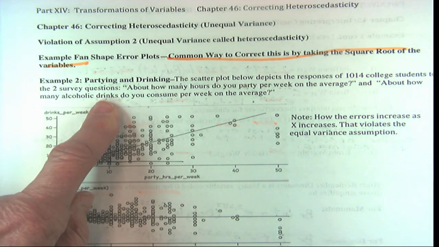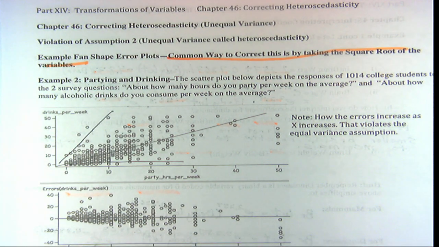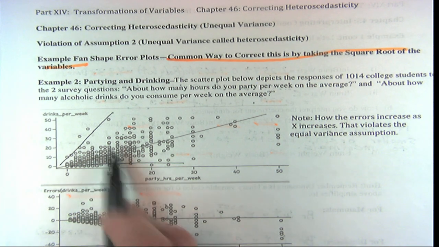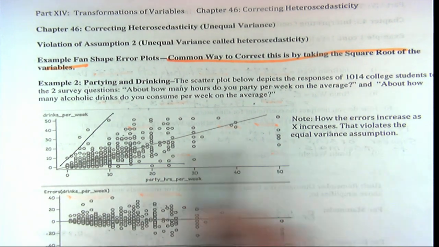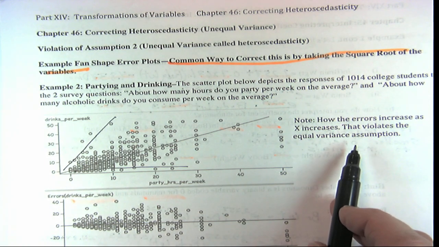So let's look at this. This is from our own data. We often ask you this question: how much do you party and how much do you drink? And we get, this is from actual data, and we got fan-shaped. So you see how the errors increase as x increases. So that violates that assumption of equal variability across the x's.